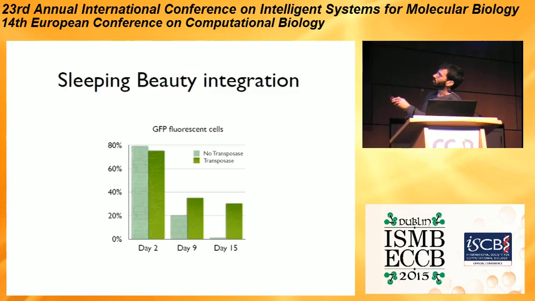And as you can see, without transposase, within 15 days, we go below 10 and then 1%. So there's a bit of residual insertions that stick somewhere in the genome. But with transposase, this is much higher. So we can have about 35% of the cells in which the reporter has been integrated in the genome and stays there, and it's going to stay there forever.